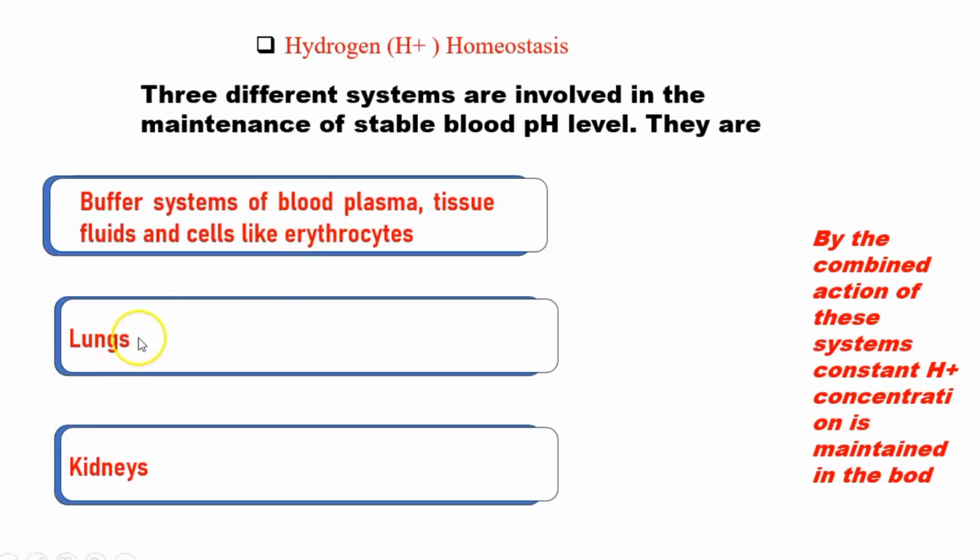Two, the lungs. When we're talking about the lungs, I mentioned the respiratory system before. The lung is also important, and the final one is the kidney. None of them work in isolation; they work together. So by the combined action of these systems, constant hydrogen ion concentration is maintained in the body.